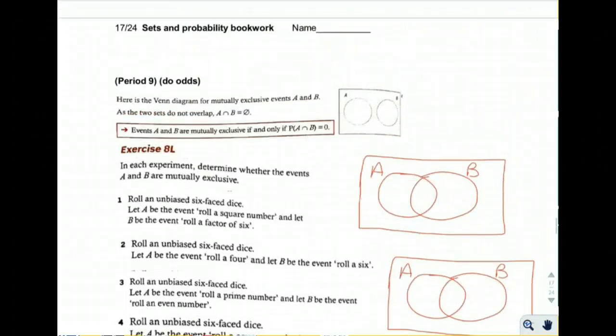We're doing page 17. We're just going to do the odds. We're talking about the concept here of mutually exclusive. Mutually exclusive events mean that there's no event shared between the two. So if the event is in set A, then it is not in set B. I think the best way to understand this is to look at some examples.